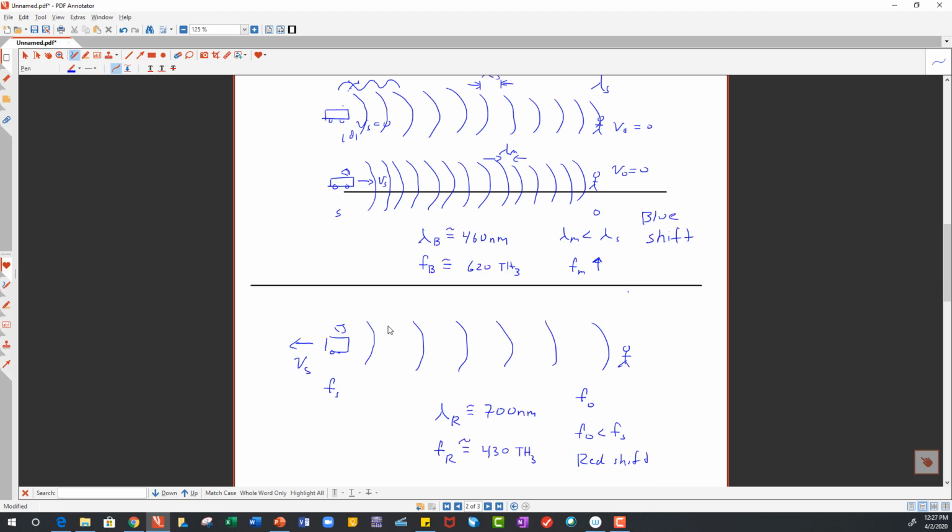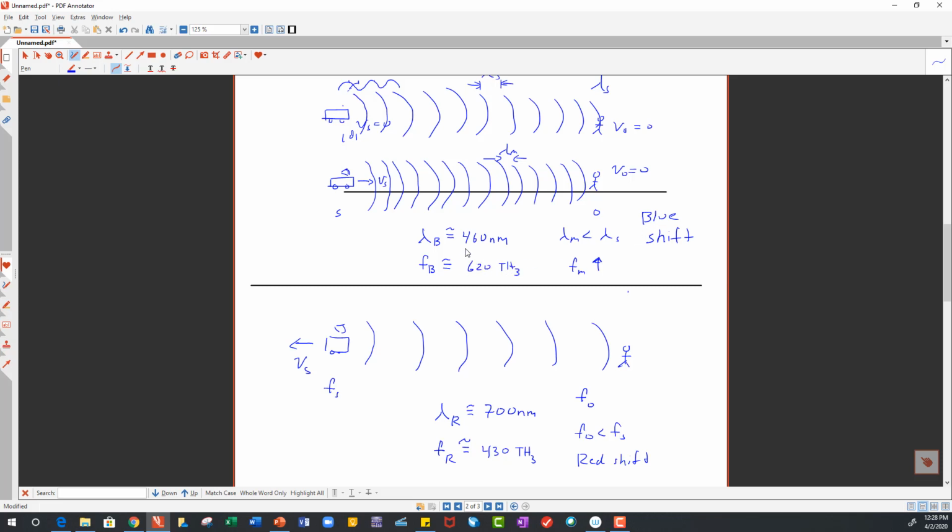So just to throw some relative numbers out there, again, if the source, in this case a star, is moving towards the observer on Earth, the waves compress. They get closer, the spacing gets closer together. That means the wavelengths get shorter, and you shift to the blue spectrum. Blue light wavelength is around 460 nanometers, which is 460 times 10 to the minus 9 meters. And the frequency of blue light is around 620 terahertz, or 620 times 10 to the 12 hertz. So it's a pretty fast wave, even in the blue spectrum.